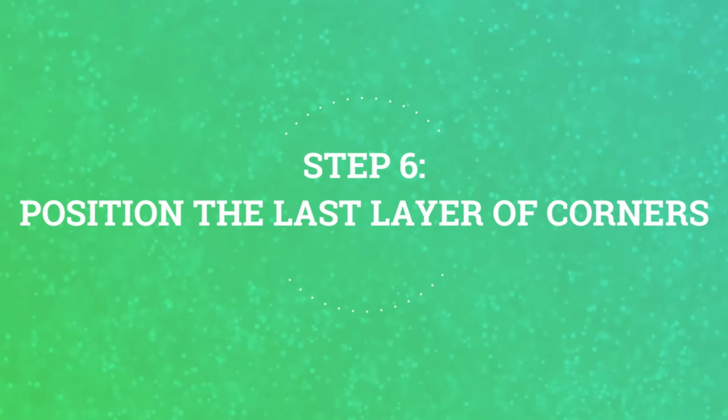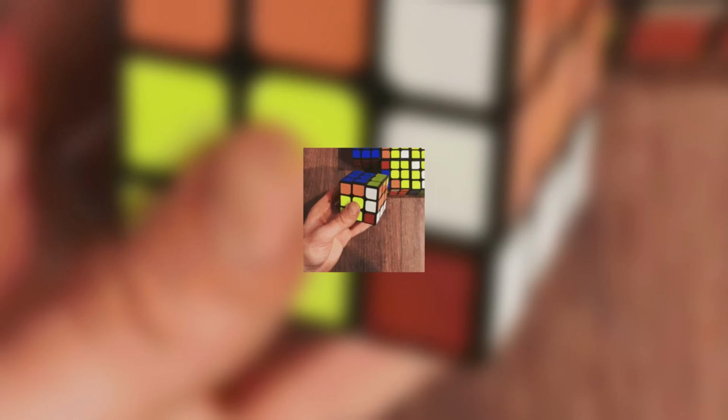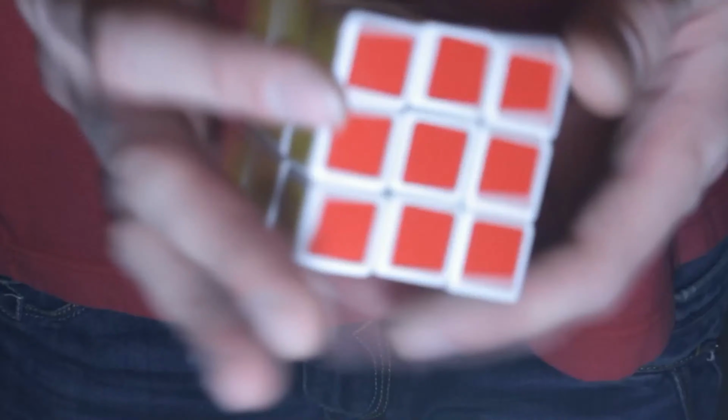Step number 6. Position the last layer of corners. Once the edges are oriented, focus on positioning the corner pieces on the last layer. Look for the corner pieces with the correct colors and position them above their corresponding center colors.